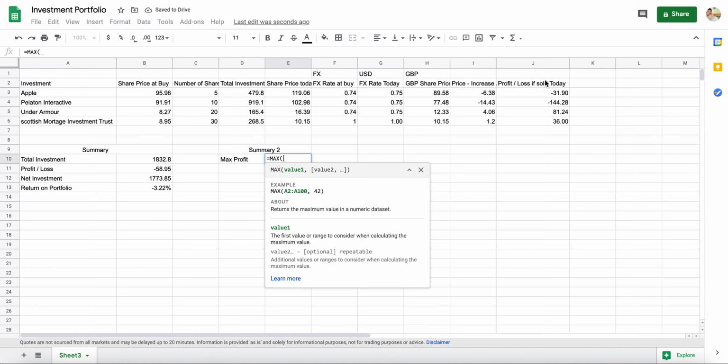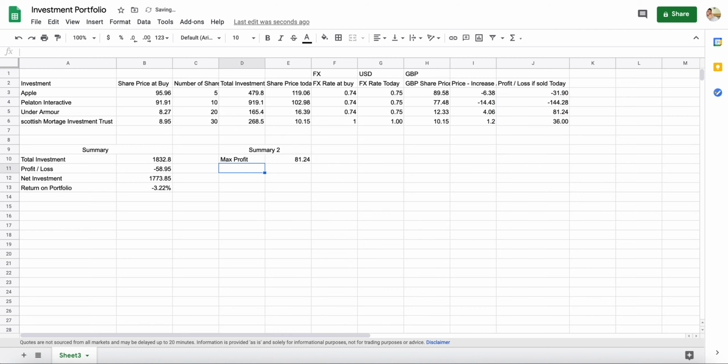So let's call this summary 2, and in order to do that, let's look at the maximum profit, which is, we can just use the max function, and we can also calculate the maximum loss, which is again all of these. So that's going to be a maximum profit, that's going to be a maximum loss, but this doesn't tell us much.